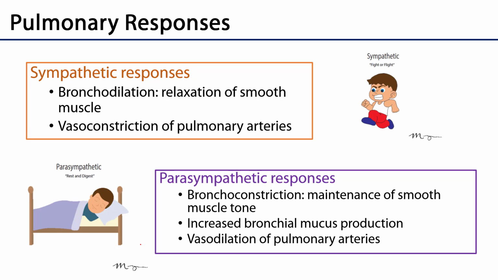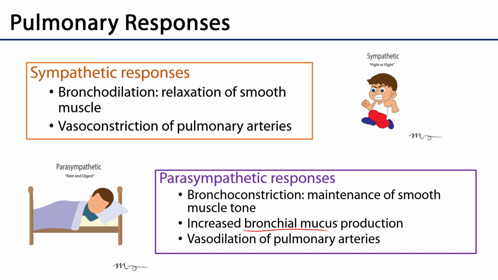Parasympathetic responses are going to include bronchoconstriction, and it's not that the airways narrow that much, it's just more of a maintenance of the tone of the smooth muscle tissue that comprises the airway. There will also be increased bronchial mucus production, as well as vasodilation of the pulmonary arteries.